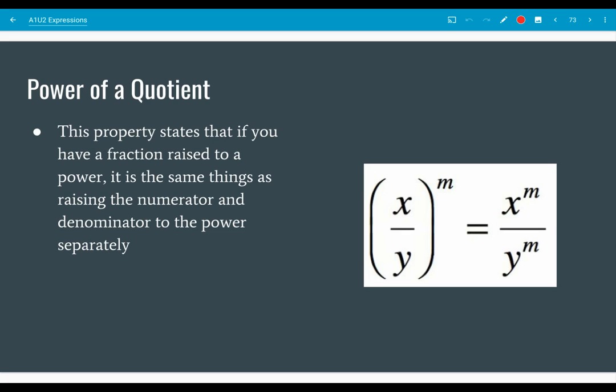Power of a quotient property. Power of a quotient property is when we're dividing and raising a fraction to an exponent. So what this property tells us is that if we're raising a fraction or a rational number to an exponent, it's the same as raising both the numerator and denominator to that exponent. So if I have 1/3 squared, that is the same as 1 squared over 3 squared.